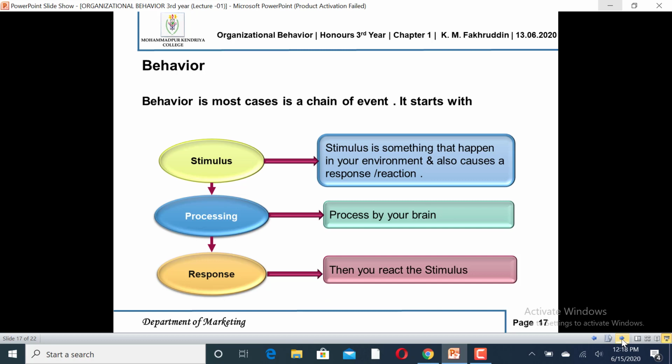Behavior in most cases is a chain of events. It starts with stimulus, then processing and response. Stimulus is something that happens in your environment and also causes a response or reaction. Then it's processed by your brain, and after that you react to the stimulus.